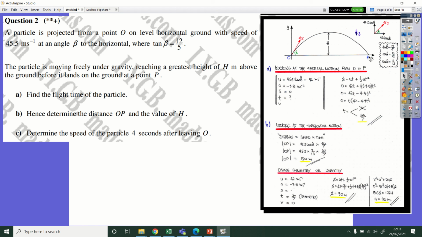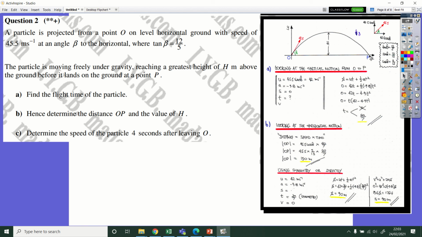Okay, so similar setup. Let's think about what it's asking us for this time. It wants firstly the flight time of the particle. And by that, it wants the time taken to get from start to the ground, because we're assuming that it's going to hit the ground and stop.